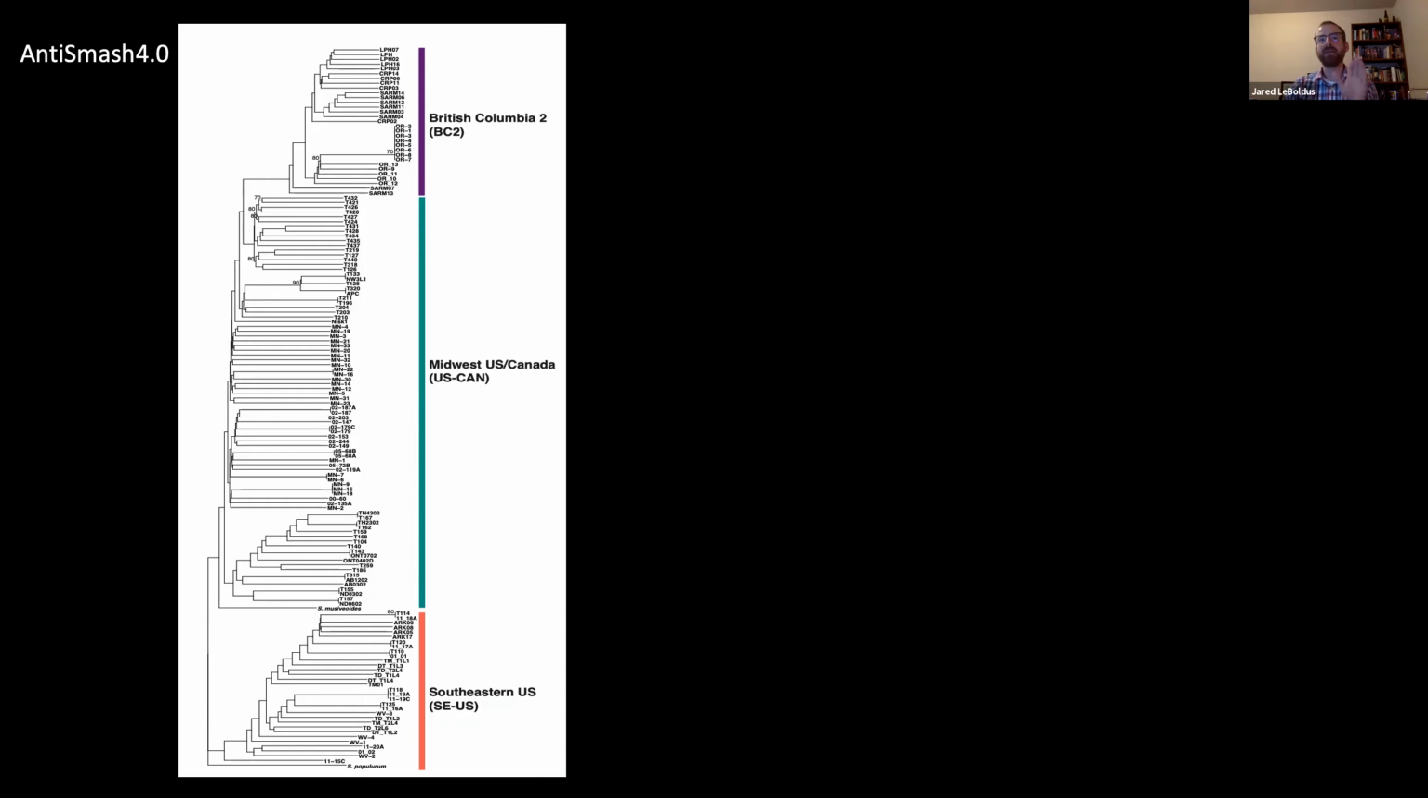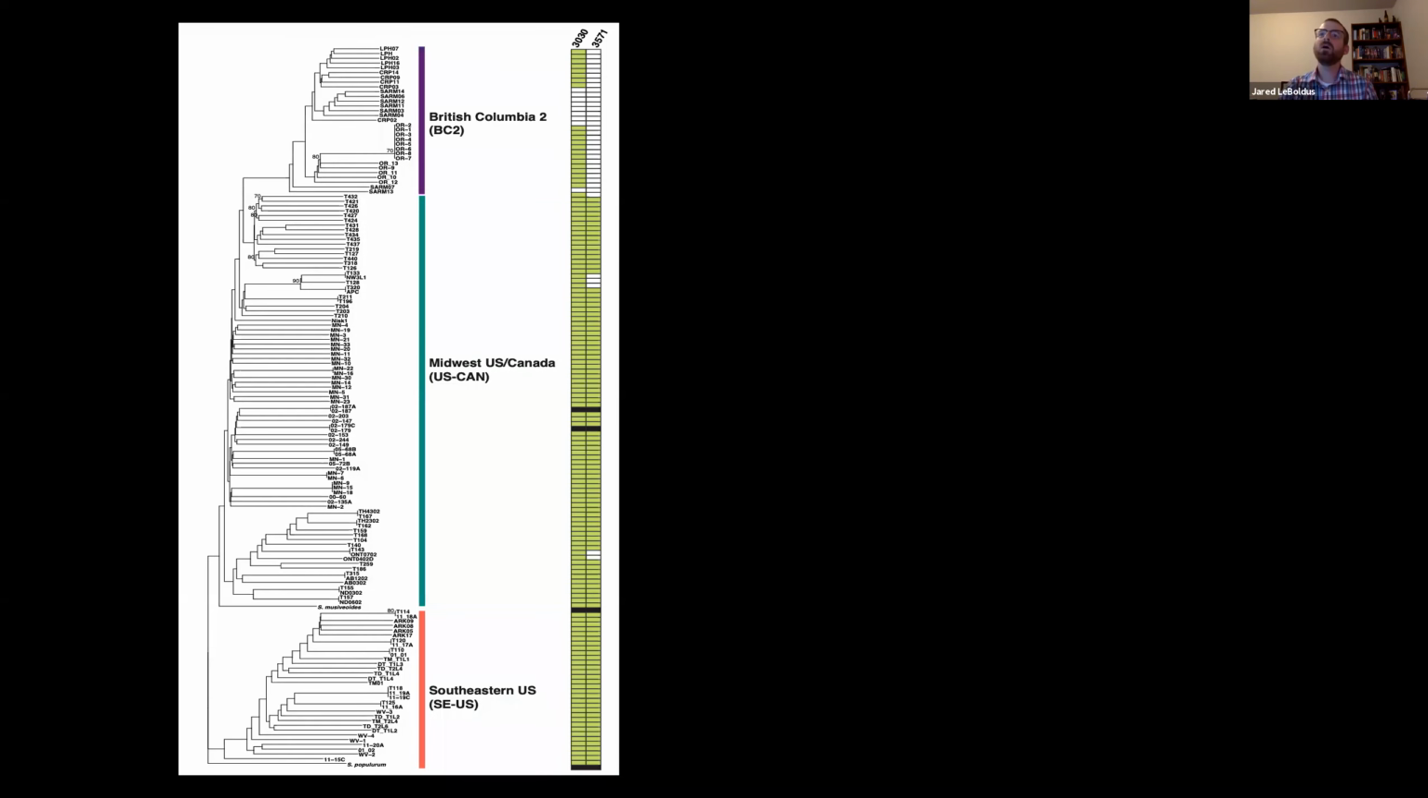And so we used this antiSMASH package to predict secondary metabolite clusters, and we did that for each of these isolates. As you can see, each one of these little boxes represents a secondary metabolite cluster. So I have a label here, and I'll tell you what those are in a little bit, but it's these 2 that we were really interested in.